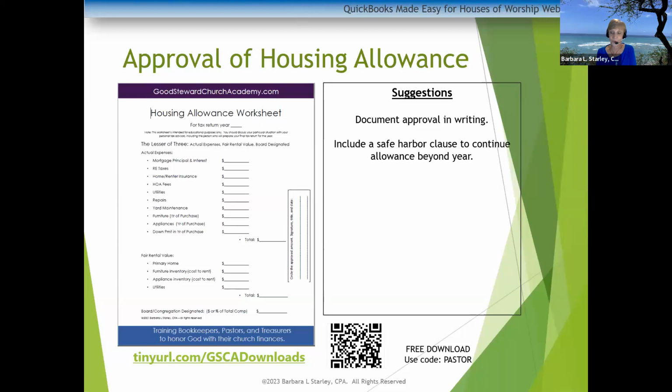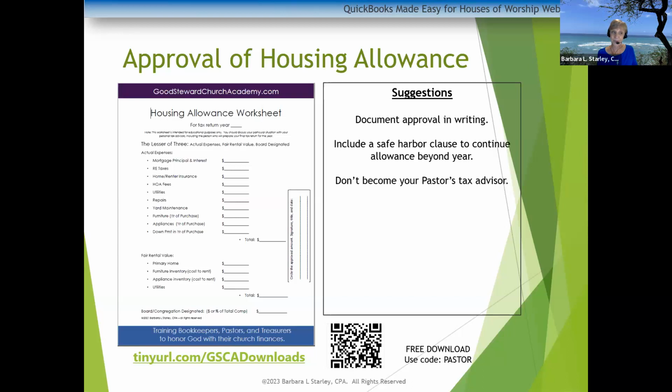On December 31 of 2024, if the pastor does not give you a new housing allowance, that housing allowance is no longer valid. And under audit, that pastor could lose his housing allowance. So having a safe harbor clause is a good idea.